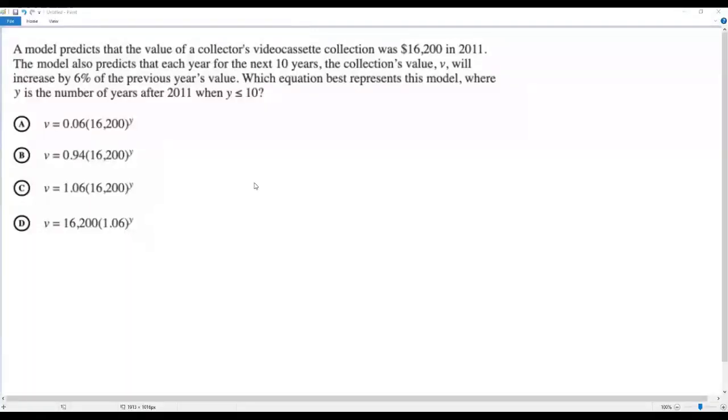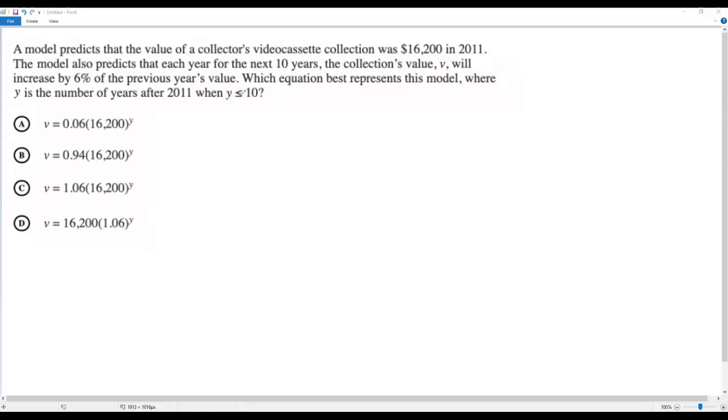Here we have a SAT math question. Let's go with the information. A model predicts that the value of a collector's video cassette collection was $16,200 in 2011. The model also predicts that each year for the next 10 years, the collection's value V will increase by 6% of the previous year's value.